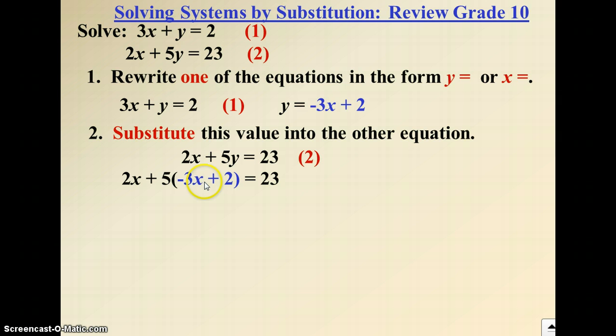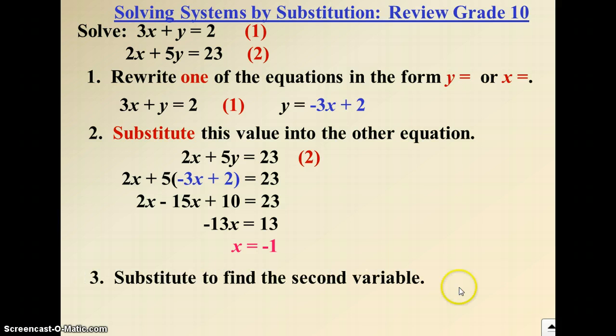That variable is x. I go ahead and solve this equation for x. So I expand out the brackets, combine like terms, and divide by negative 13. X is going to equal negative 1. This is not the solution. The solution is the values for x and y that satisfy both equations. This is the first step to get the solution. I now use that value in one of the equations to find the corresponding y coordinate or y value.